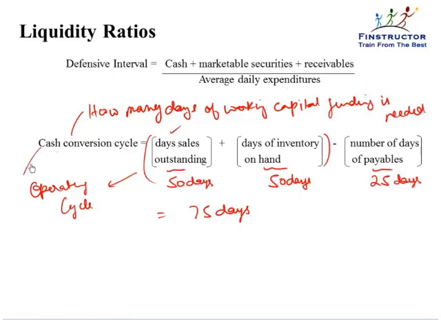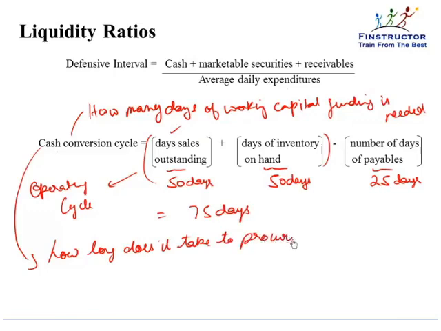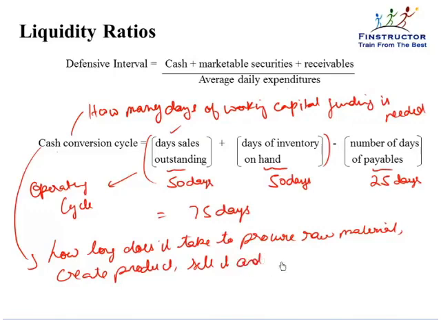So cash conversion cycle can also be thought of as how long does it take to procure the raw material, create the product, sell it, and collect the cash. Shorter cash conversion cycles means shorter working capital funding requirements, but may indicate that I'm too strict and I'm not giving any credit to my customer, which may not be in the best interest of the business. Too long a cash conversion cycle means that there are possibilities of bad debts, or I may require excess funding to meet my working capital requirements.